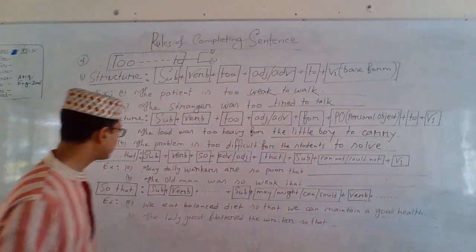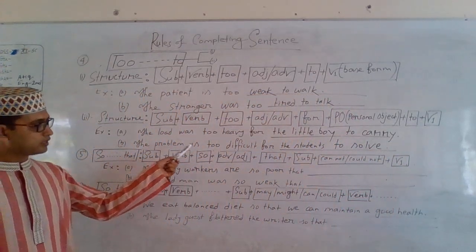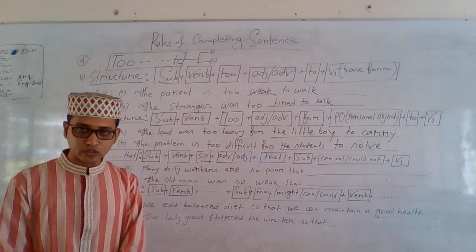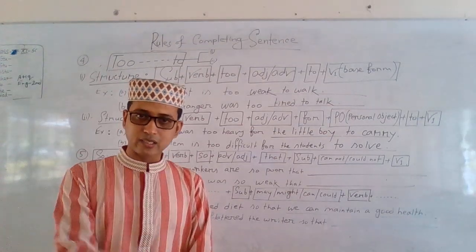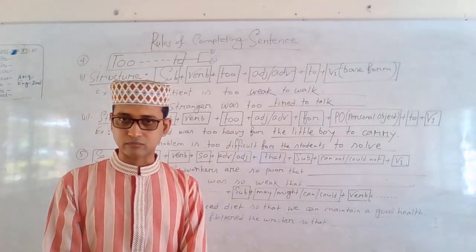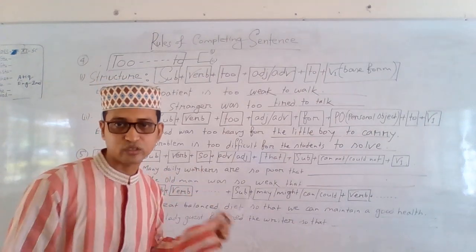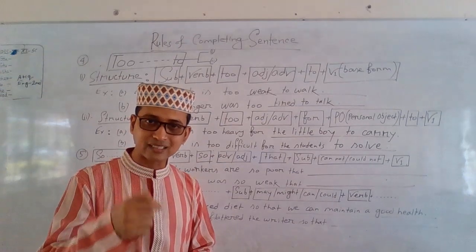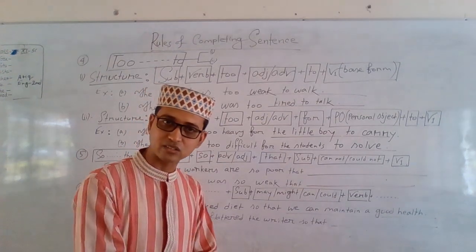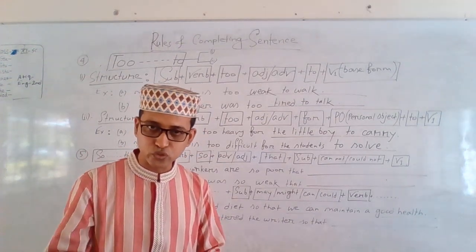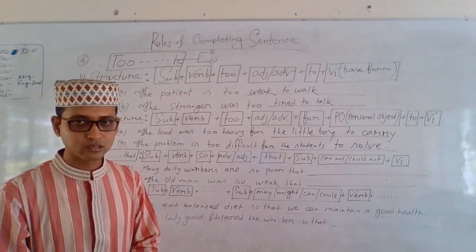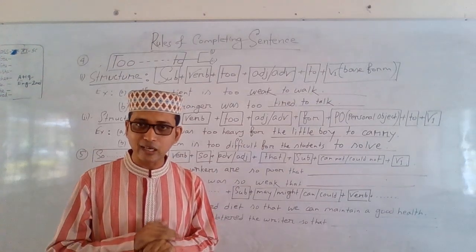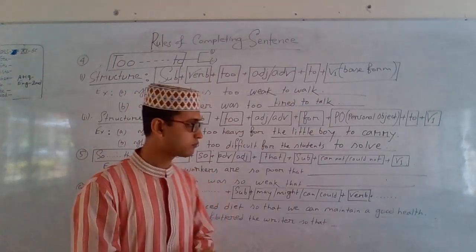Okay? The complex sentence is that the problem is too difficult for the students to solve. Dear student, please take a deep contemplation of the structure first, and then you can take triumph of making sentences. It is the process. There is nothing difficult. Everything will be very easy and facile to you.